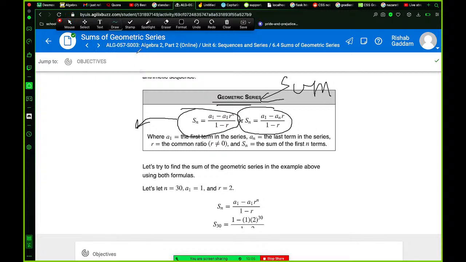So let's discuss what the variables are. As you can see, there's this a1 variable, and as you might have guessed, that is the first term. A1 is the first term. But let's find out what R is. So R is the common ratio.